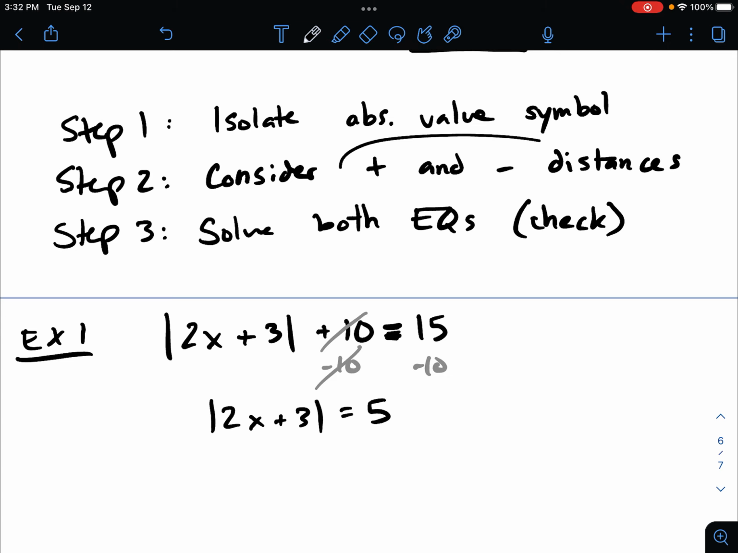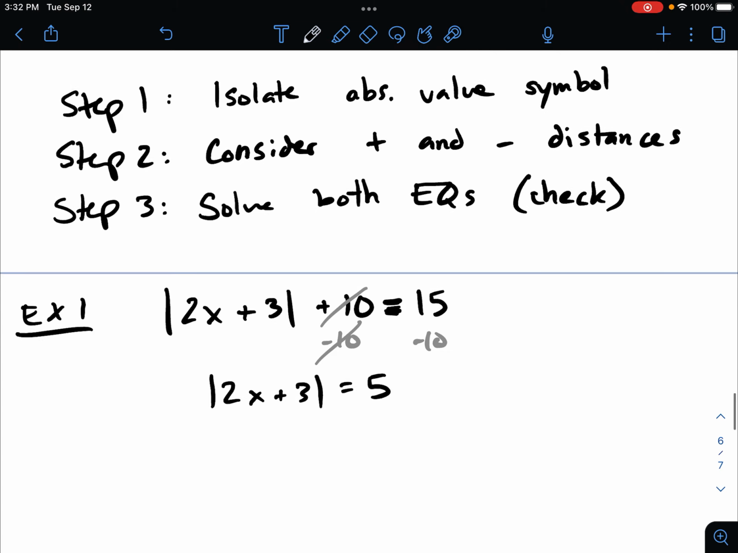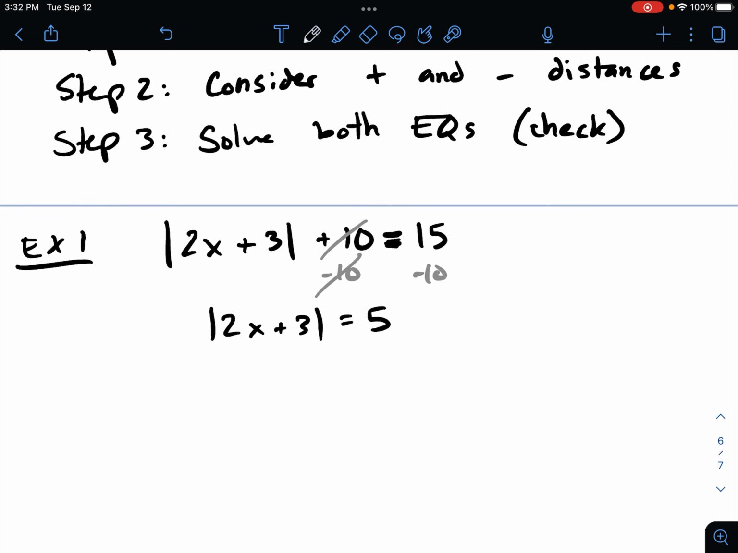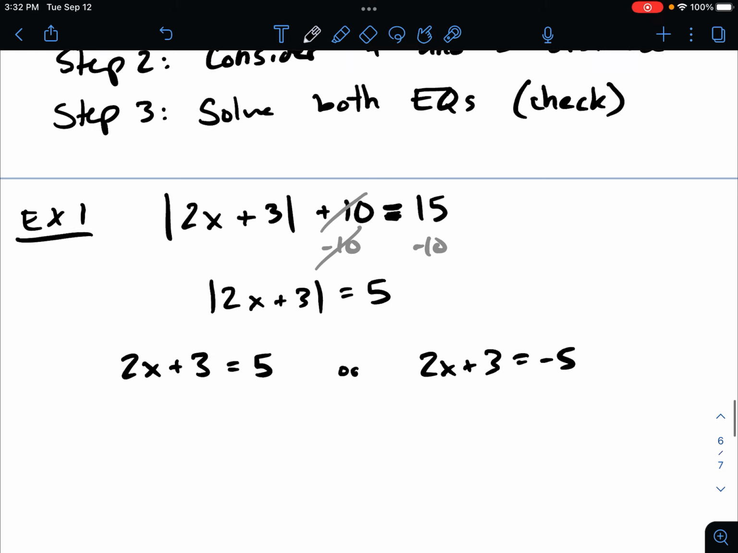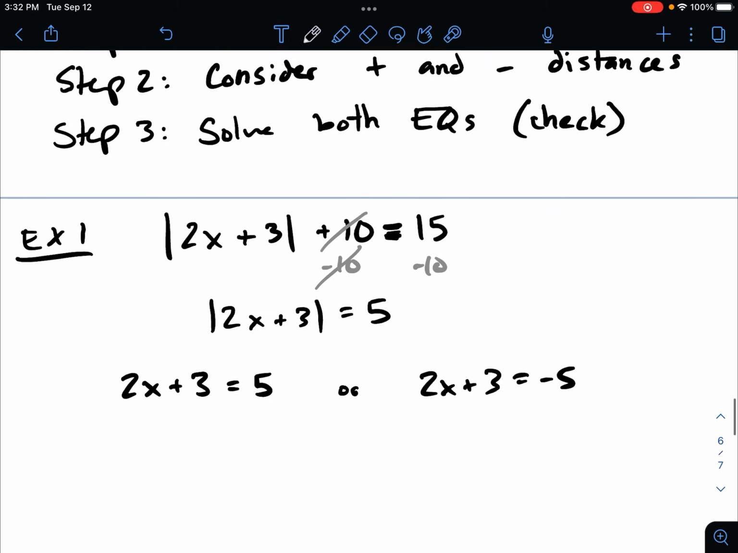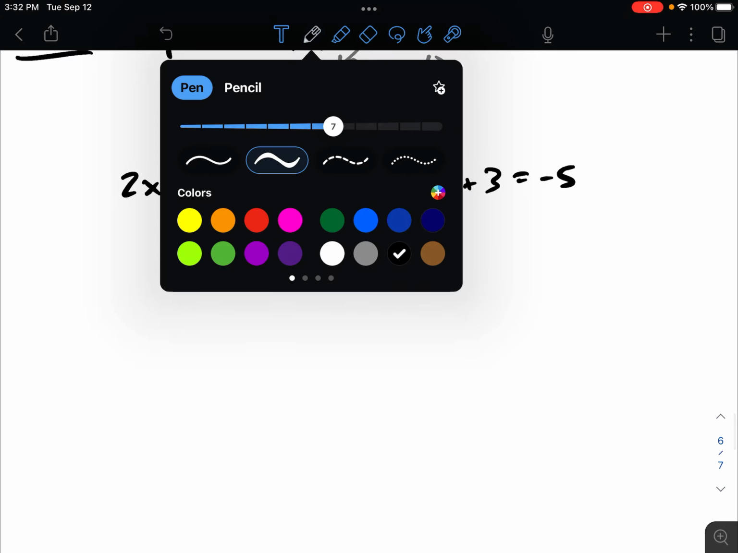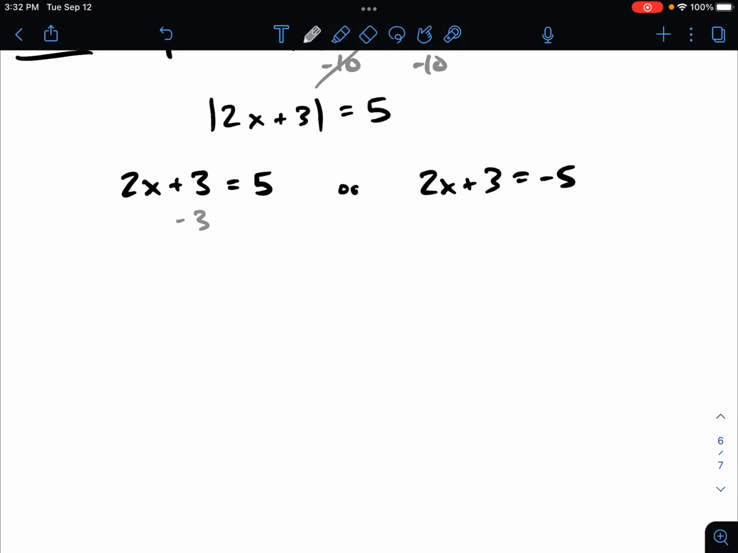From here, I want to consider both my positive and negative distances. So I'm looking for anything that's 5 units away from 0. So it could be the case that 2x plus 3 is located at +5, or it could be the case that 2x plus 3 is located at -5, right? Because we said that -5 and +5 are both 5 units from 0. So now I want to do step 3, which is to solve both equations. So on the left side, I would go ahead and subtract 3.